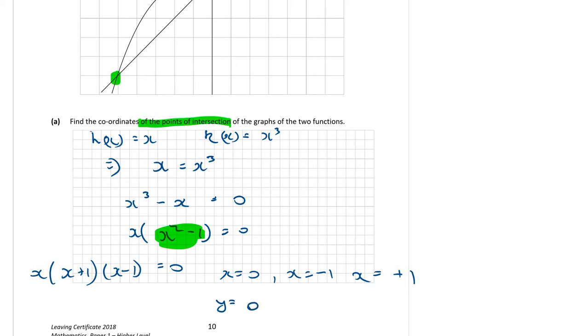y equals 0, y equals minus 1 cubed, which is minus 1, and y equals plus 1 cubed, which is 1. So our points are 0, 0, minus 1, minus 1, and 1, 1. They are the 3 points of intersection.